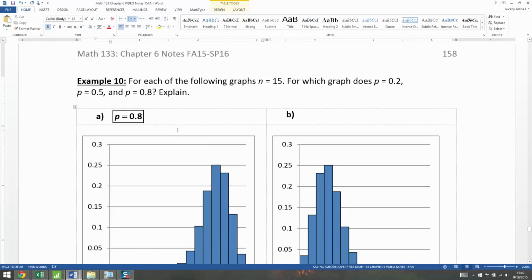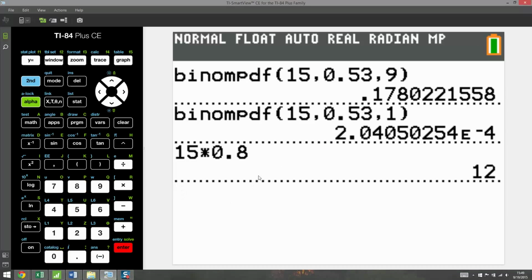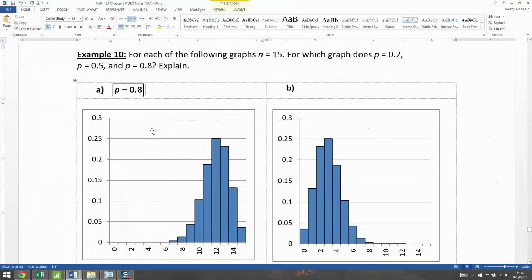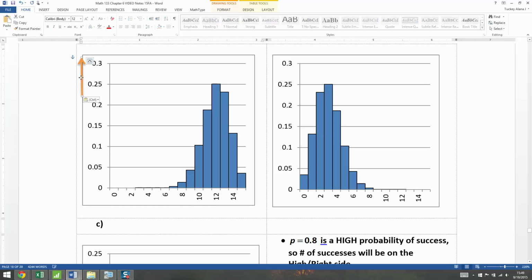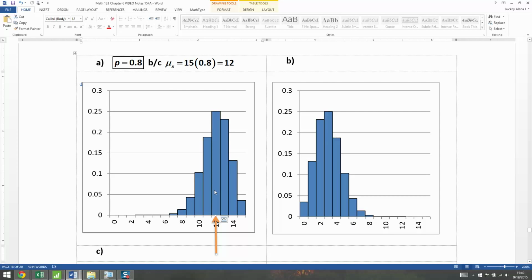Well, the mean is n times p, so 15 times 0.8 would yield 12. And that seems pretty reasonable, right? The mean seems to be around 12 for the balance point for this problem. Let me draw you a little arrow for it. There we have it, 12. So that's about where you'd put your fulcrum in order to get the two sides to balance.